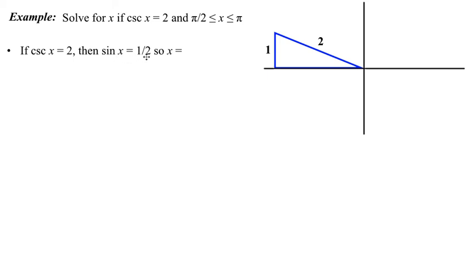Well, that's a 30-degree reference angle, or pi over 6 radians, but we're in quadrant 2, so that must mean we're at 5 pi over 6 radians.